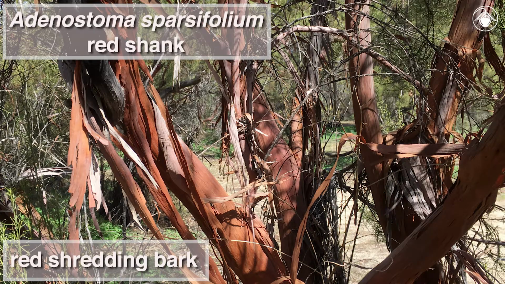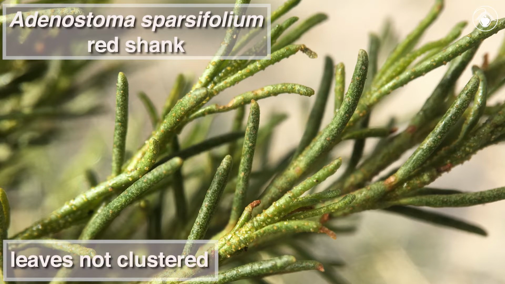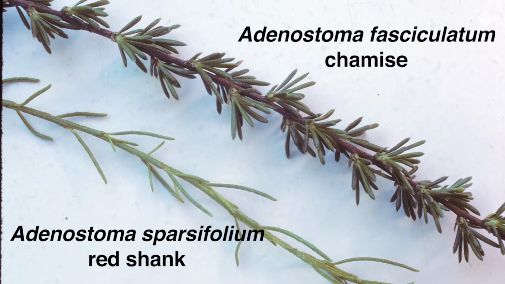The leaves of Adenostoma sparsifolium are linear, flexible, and not clustered. When you see that there are fewer leaves on the branches of red shank compared to chamise, it will be easy to remember its specific epithet, sparsifolium, or sparse leaves.